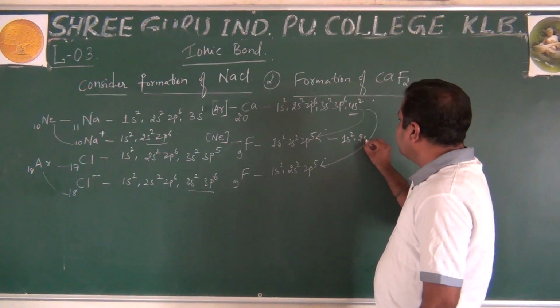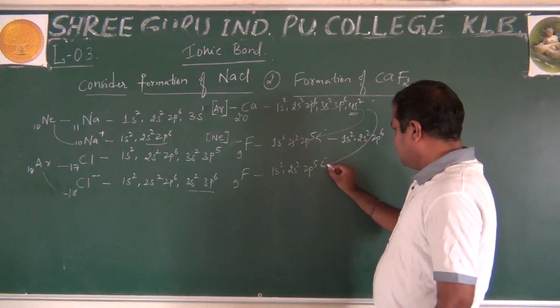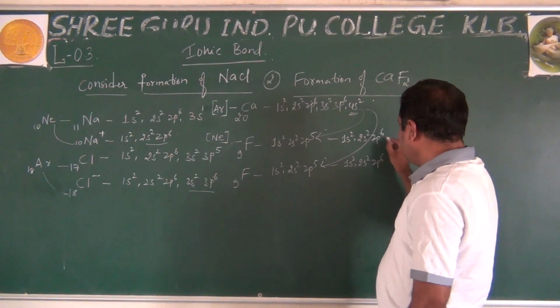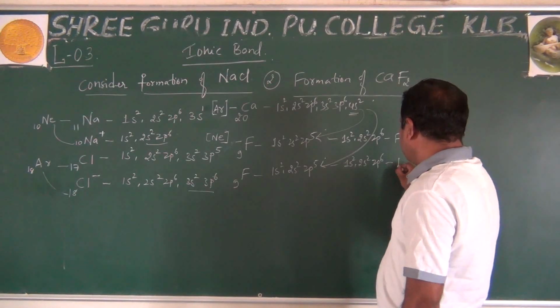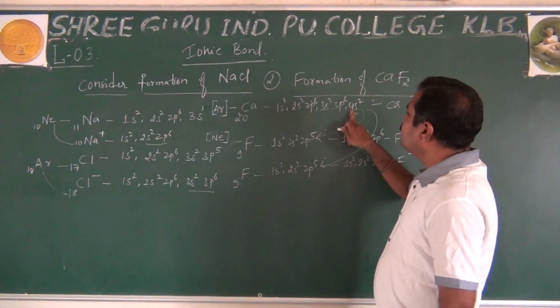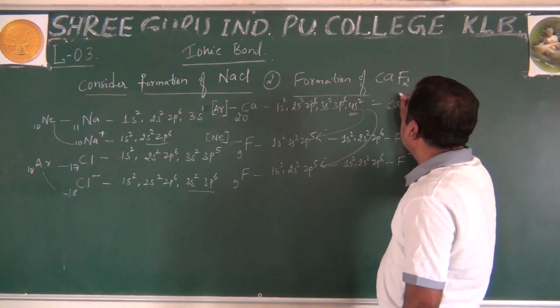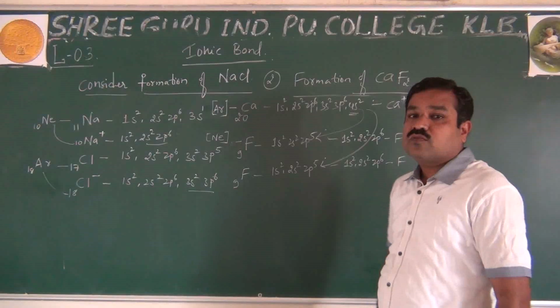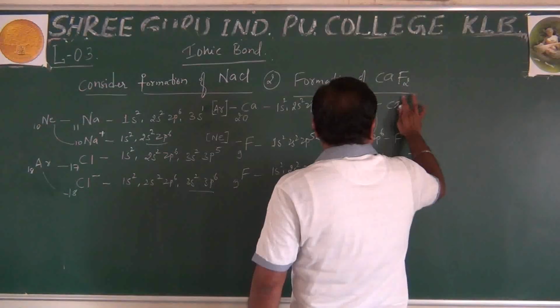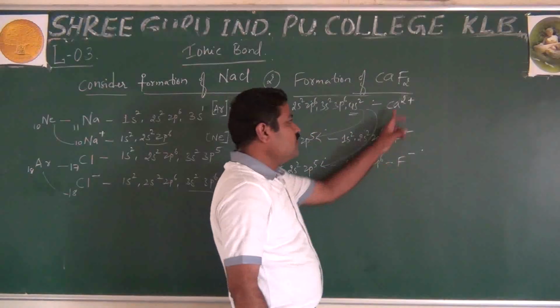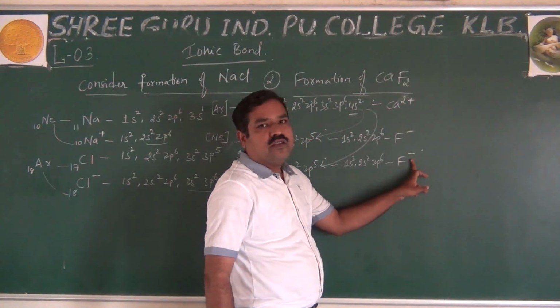1s2, 2s2, 2p6. This also 1s2, 2s2, 2p6. That means this is F−, F−. And this calcium has lost 2 electrons, therefore it will acquire Ca2+. If it loses 1 electron, plus 1; 2 electrons, plus 2, right? So Ca2+. Now see here, the total number of positive charges is equal to the total number of negative charges.